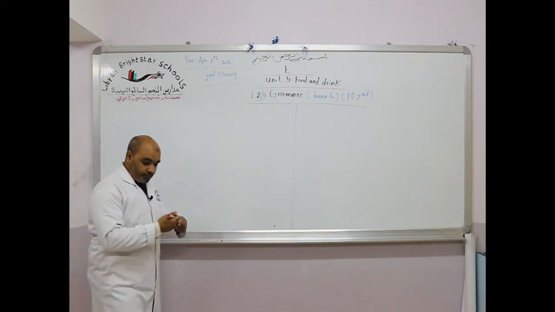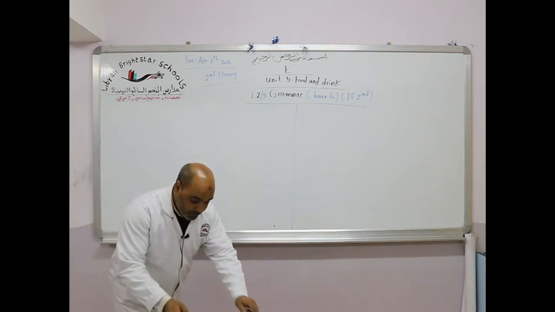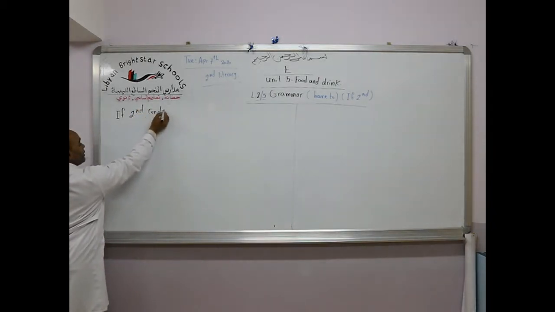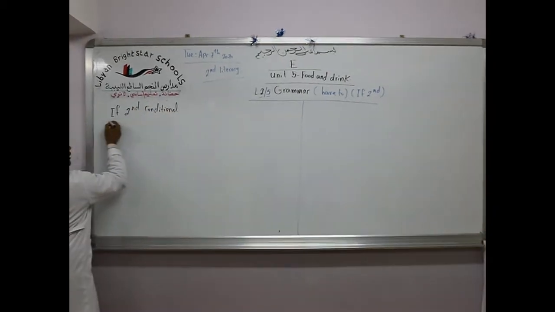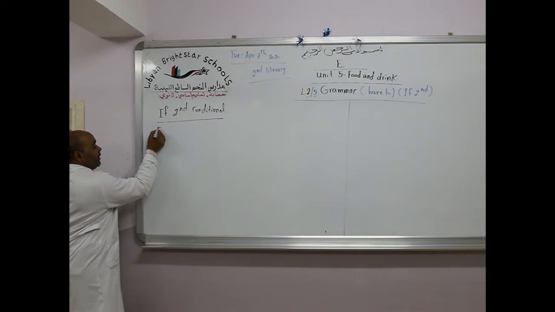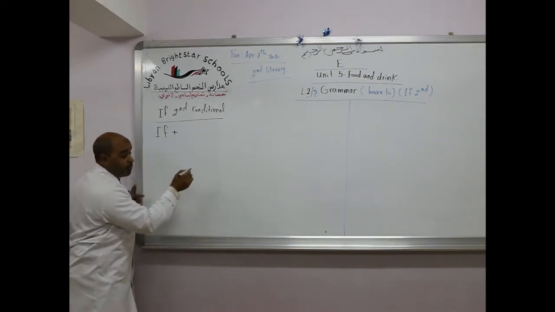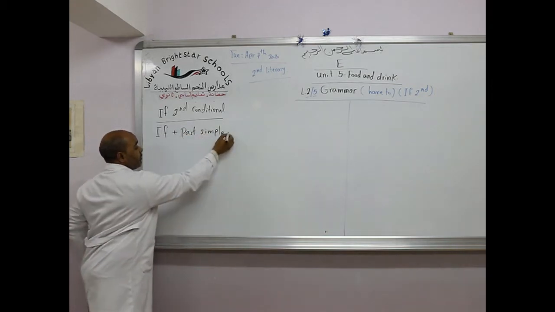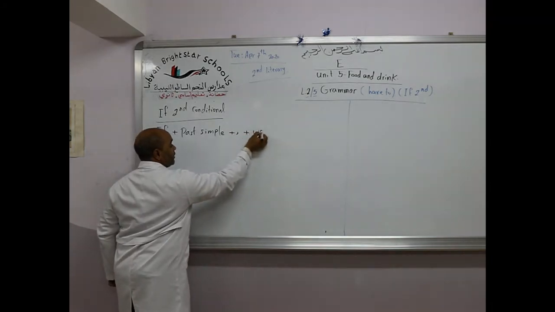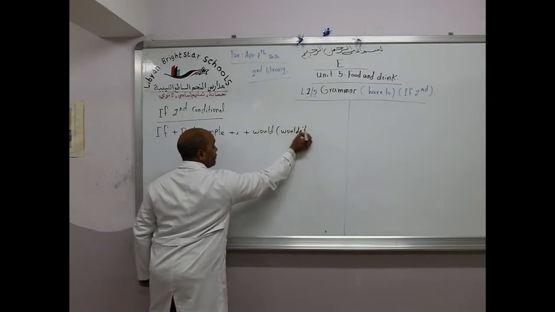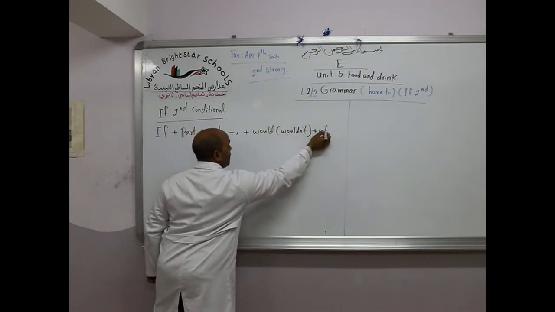When we use if, the second conditional, how can we form it? We can get it by if plus past simple, plus a comma, plus would or wouldn't, plus the infinitive or the main verb.